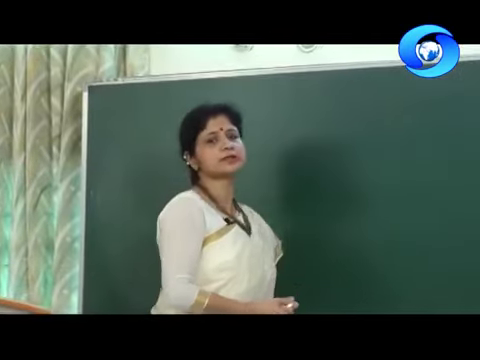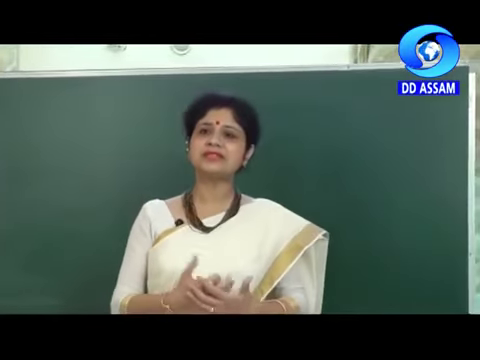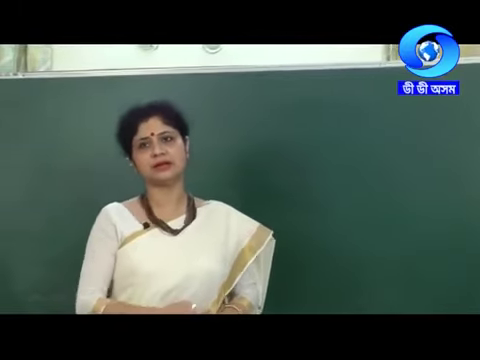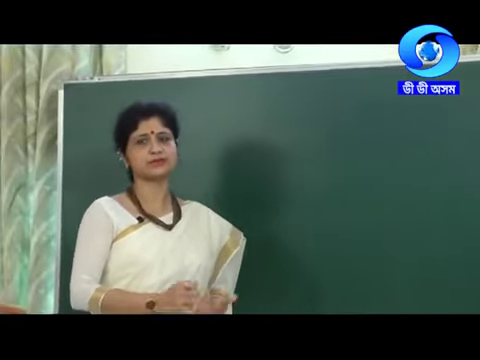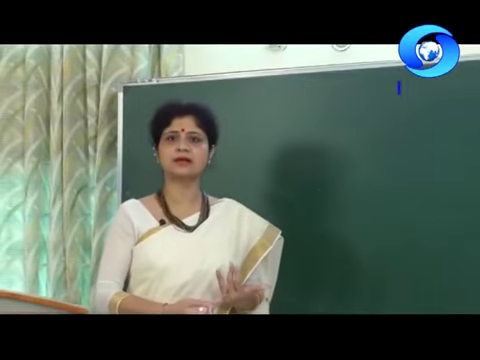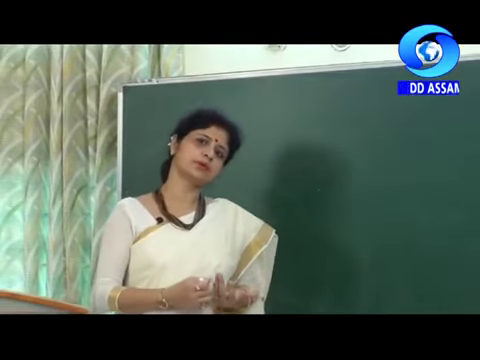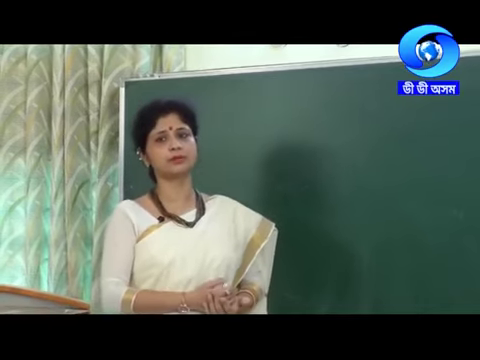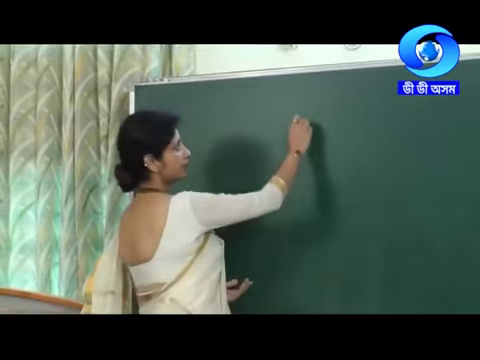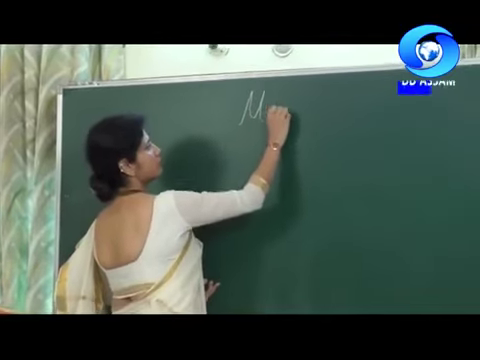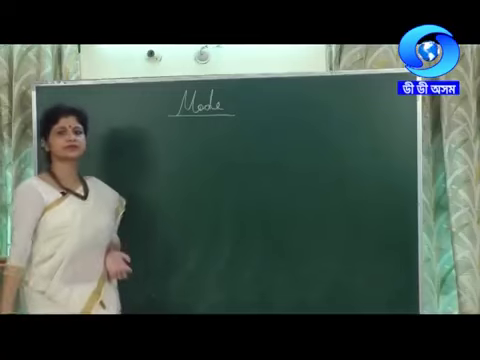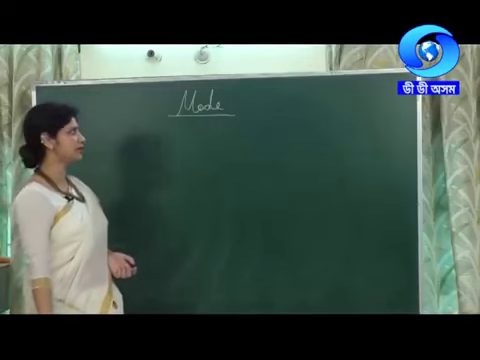So after this we go to the second positional measure and the third measure which we are learning. We learned arithmetic mean, then we learned about median, and now we will learn regarding mode. Mode is another positional measure, the second positional measure after median.